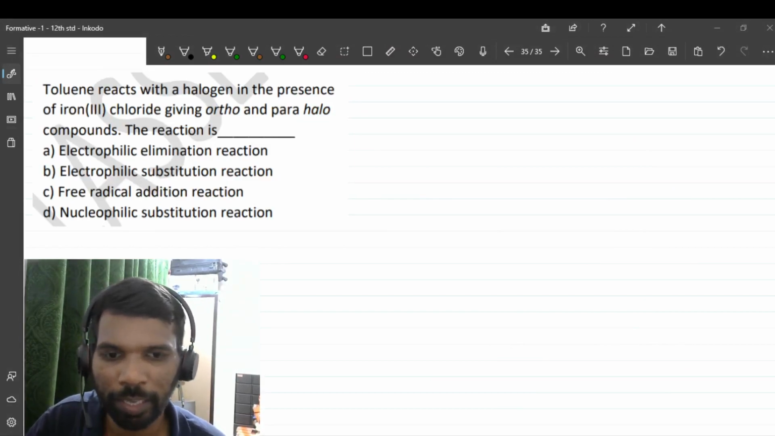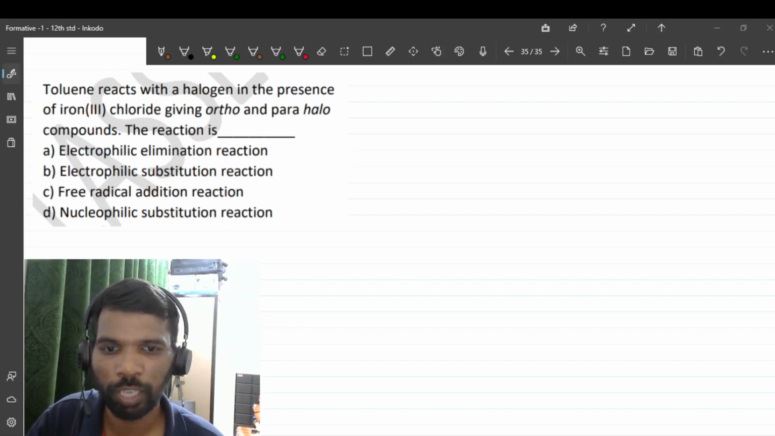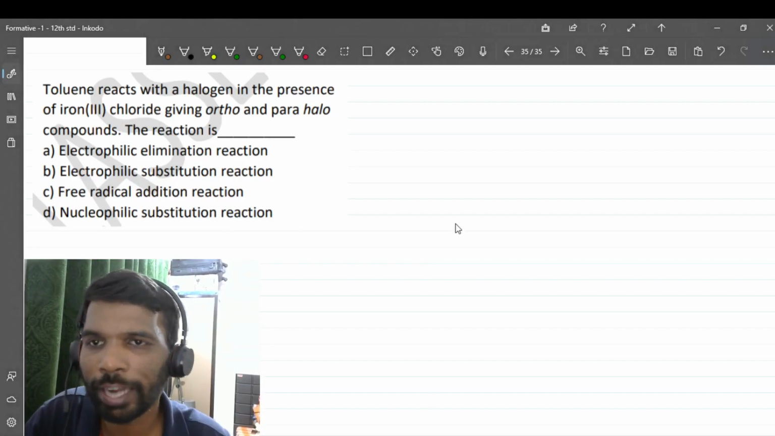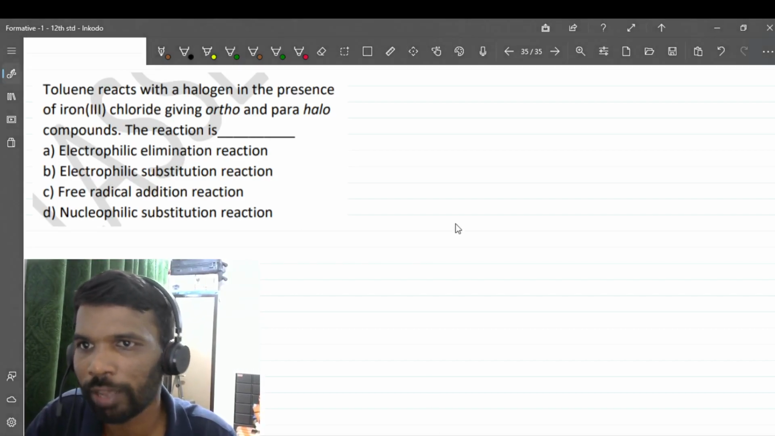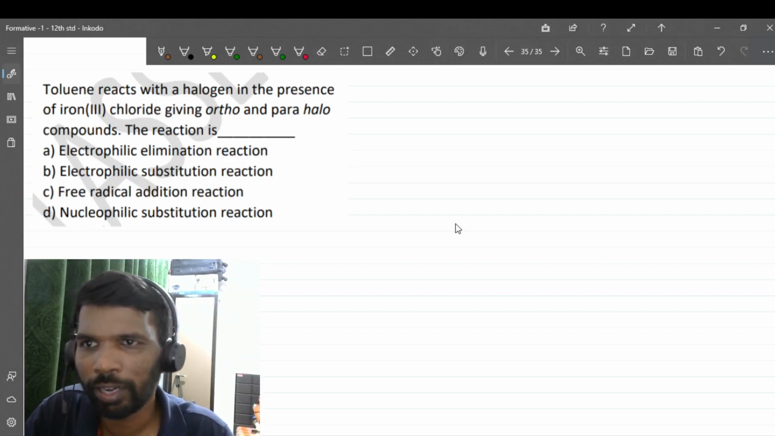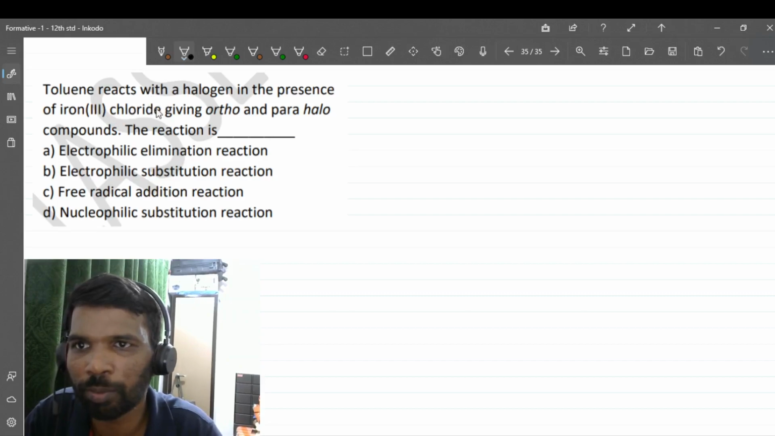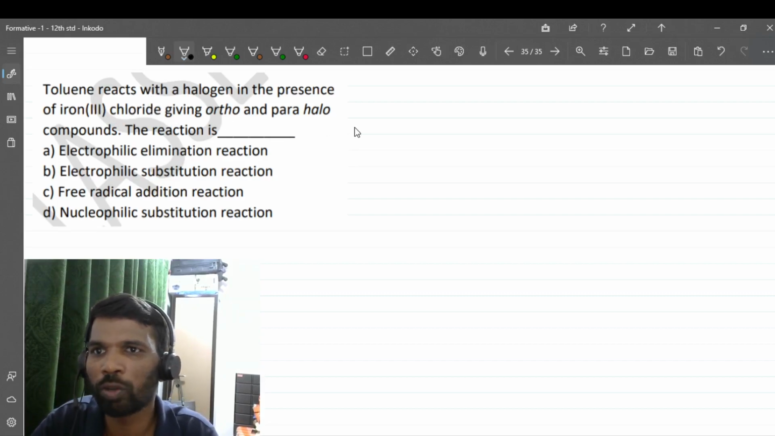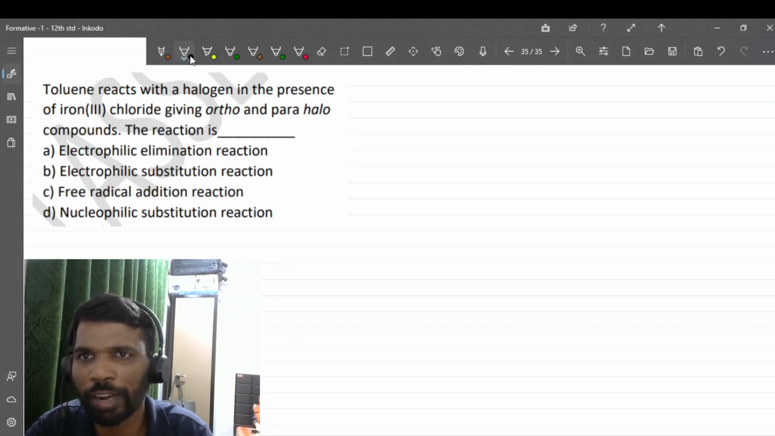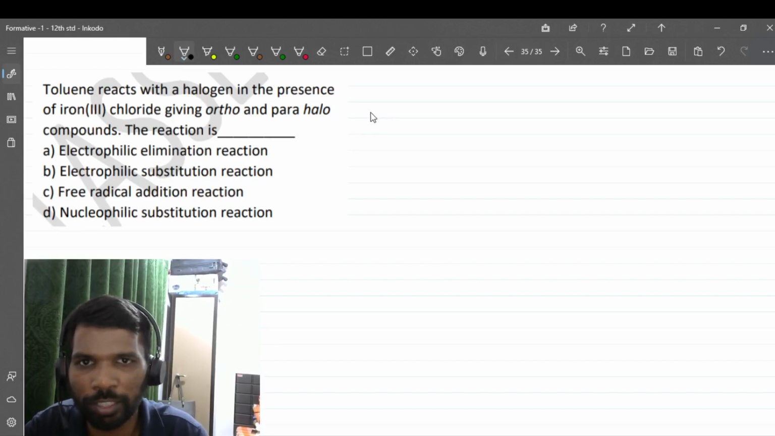Okay, let's take this example again. The question asked is: toluene reacts with a halogen in the presence of iron 3 chloride, giving an ortho-para halogen compound. Iron 3 is the oxidation state it is representing. First of all, I'll write the reaction. Reaction is this.